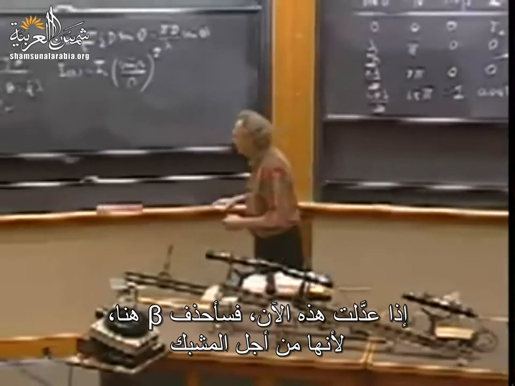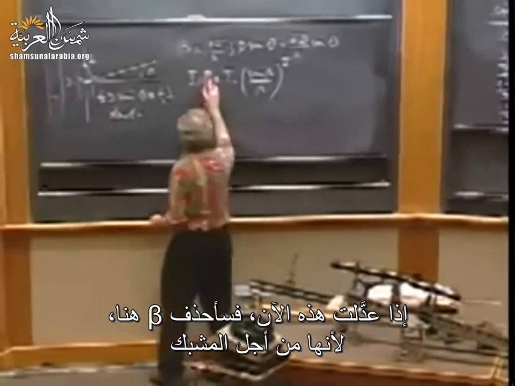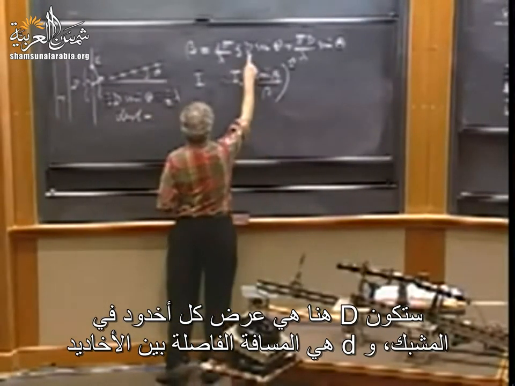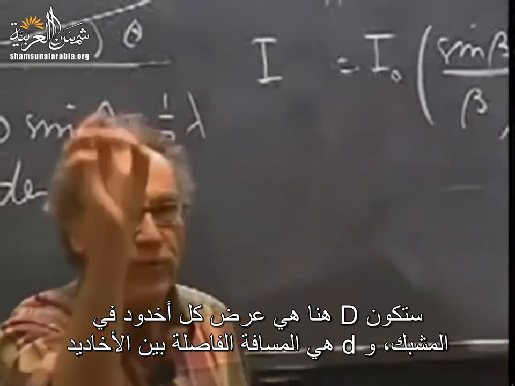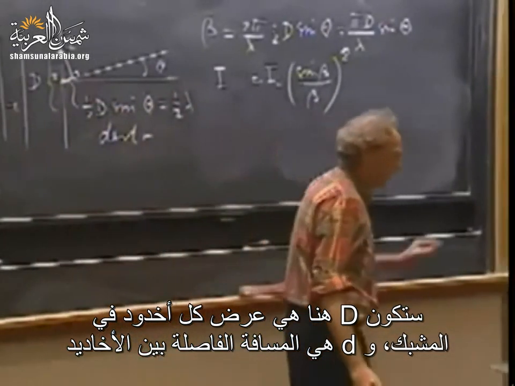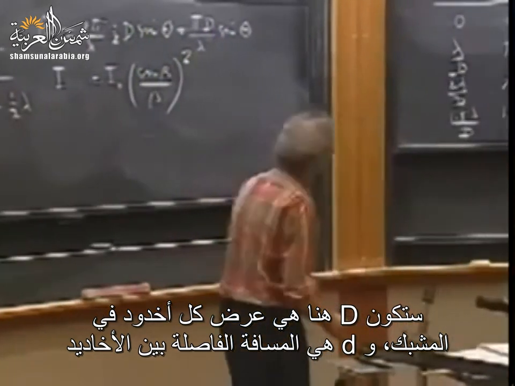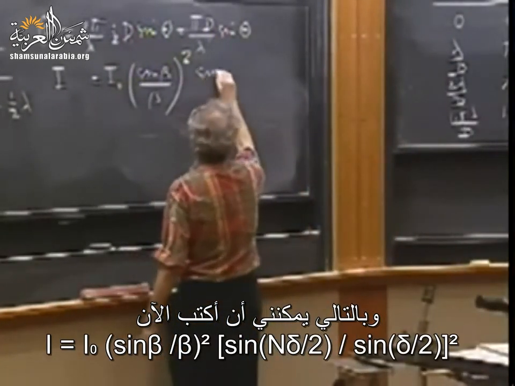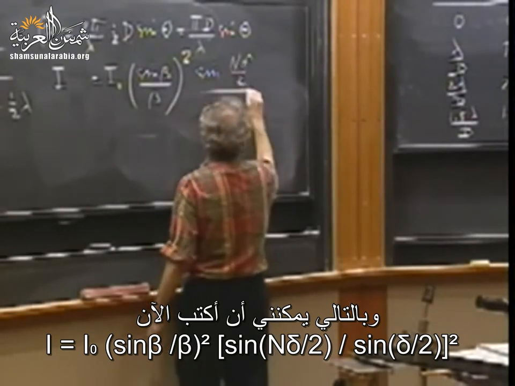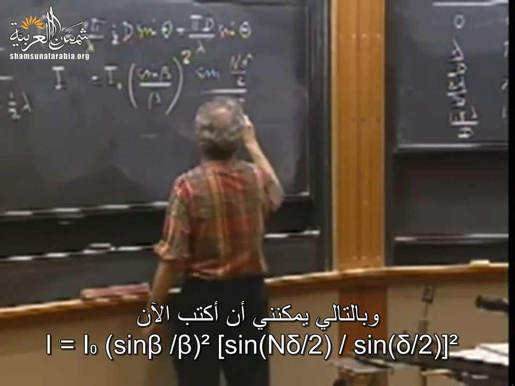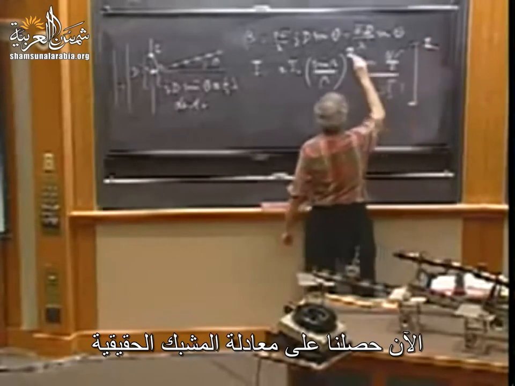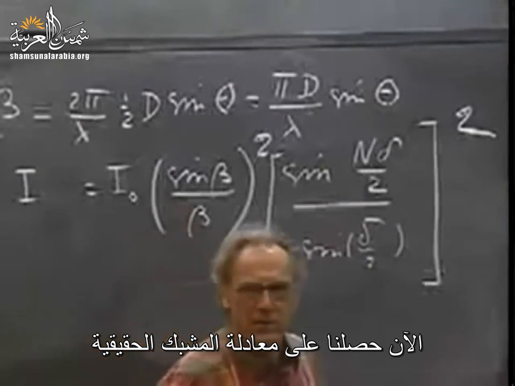So if I amend here now, and now I'm removing this beta, because this is now for a grating, but the beta is defined this way. This capital D is the opening of each groove in your grating, and little d is the separation between the grooves. Then I can write down here the sine of n delta over 2 divided by the sine of delta over 2. And now I put here the square, and now I have the real grating equation.